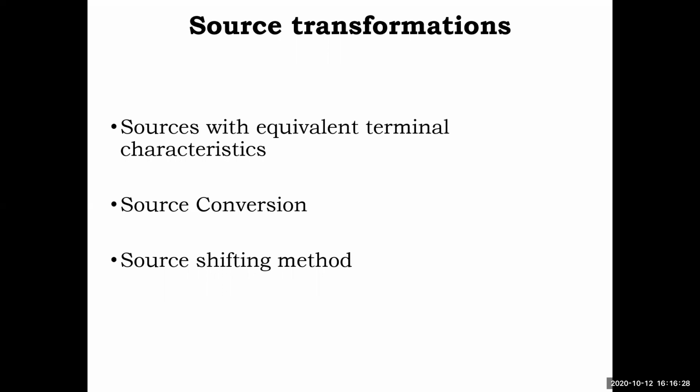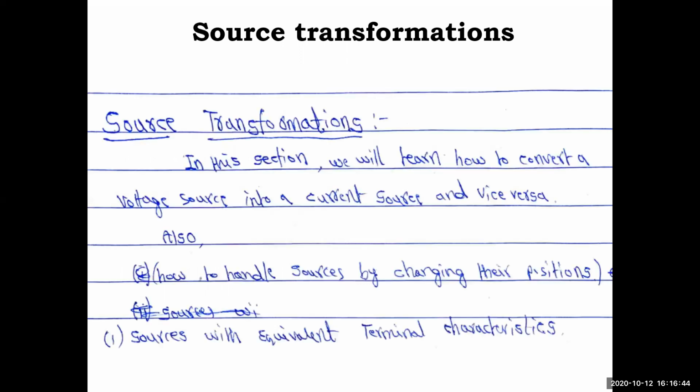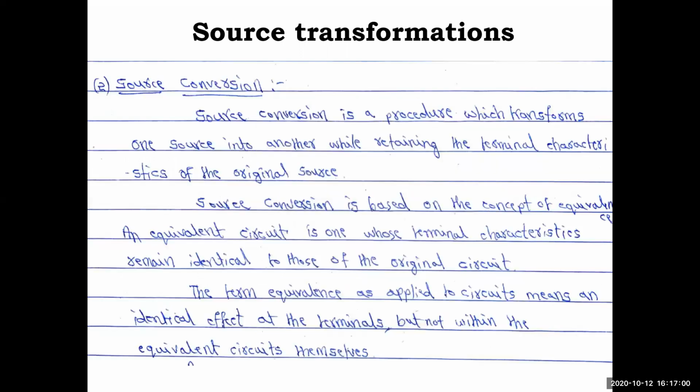Either only the first, or only the second, or only the third, or it may be an amalgamation of all three techniques. The first one we already went through, so we'll go through the second, source conversion and source shifting method. Clear? This is what I mentioned in this section. We'll try to see how to convert a voltage source into a current source and vice versa, and also how to handle sources by changing their positions, that is shifting. Terminal characteristics we already went through, so source conversion we will see.